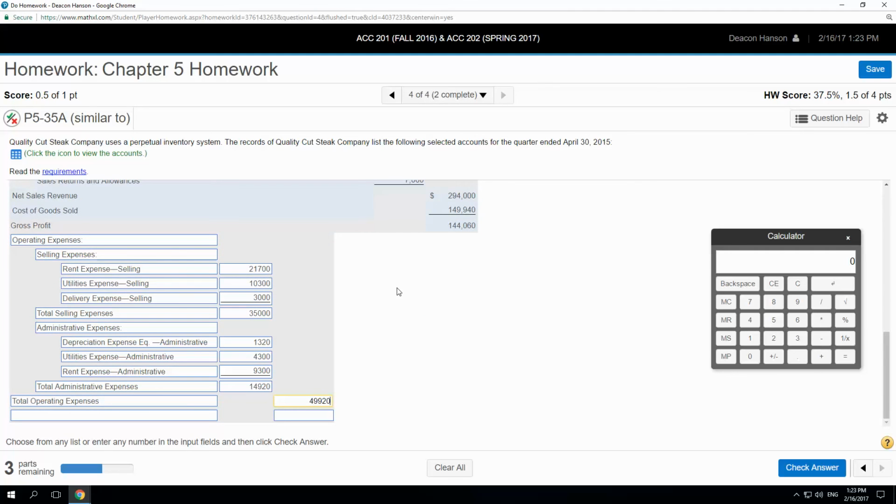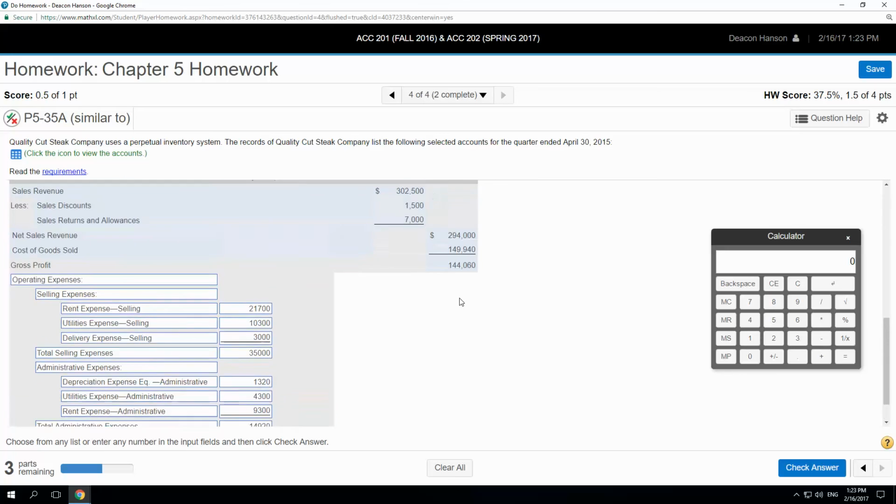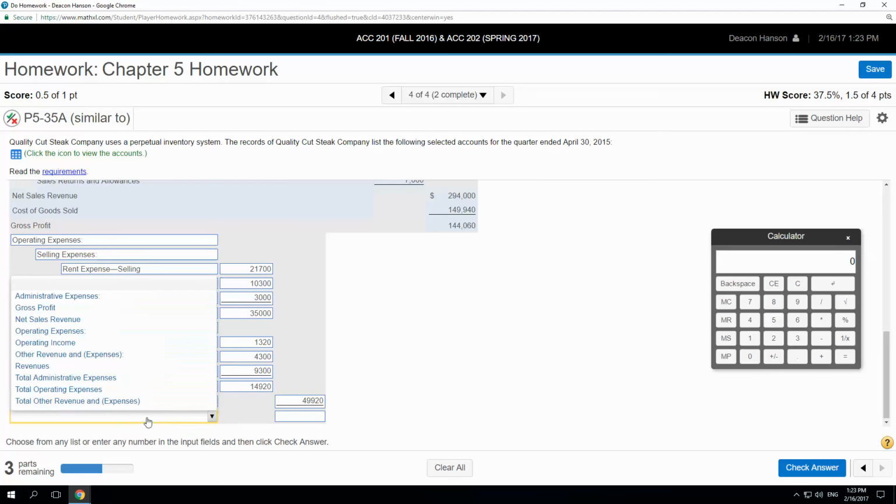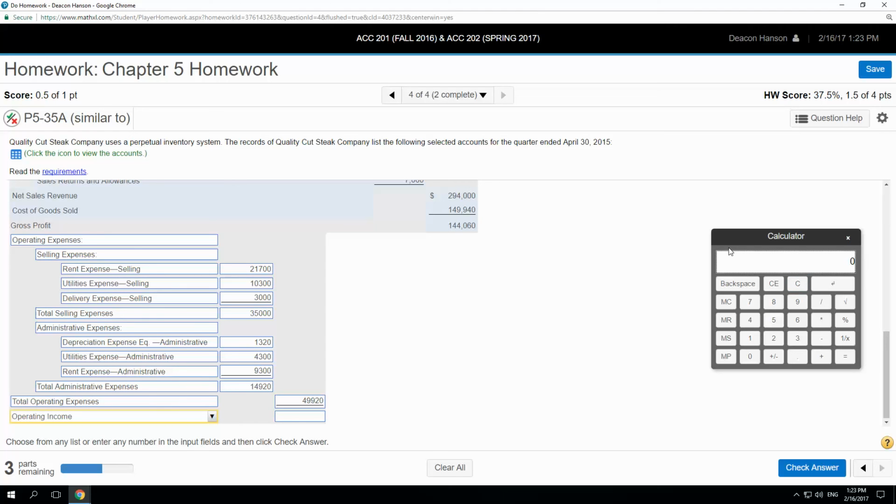Any questions so far? Okay. Now what I do is I take the difference between my gross profit from the prior step and my total operating expenses, and that's going to give me my operating income. Okay, so watch me here. I'm going to take $144,060 and I'm going to subtract my total operating expenses of 49,920. And my operating income is 94,140.